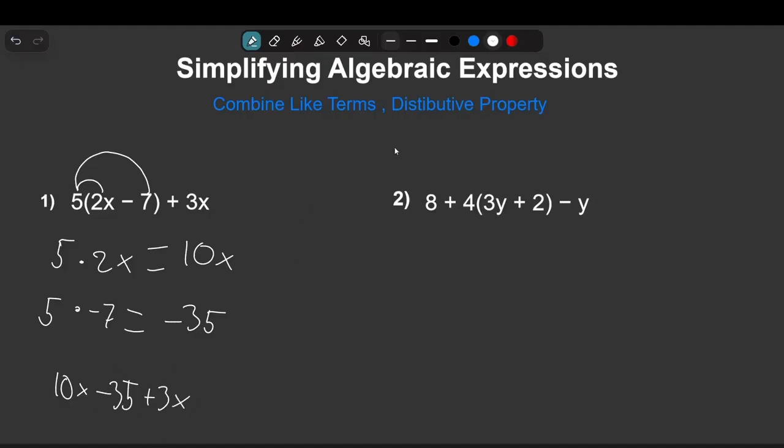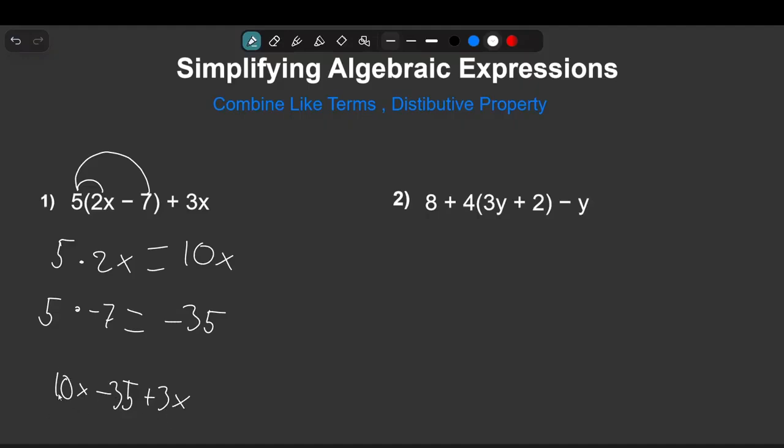As you can see, we used the distributive property to get rid of the parentheses in our expression. So now we can look for any like terms, any terms that are the same as one another. Are there any whole numbers? Yes, we have negative 35, but we don't have any other ones. Are there any other like terms? Well, yes, we have this 10x right here, and 3x right here.